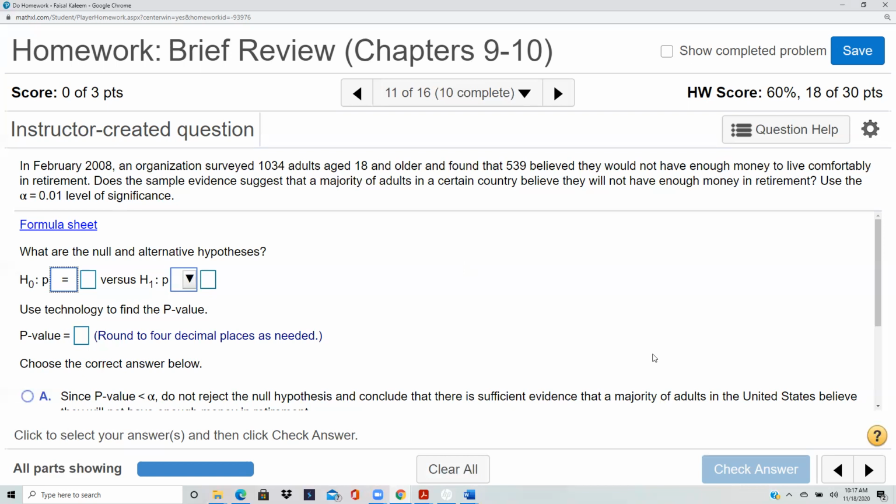Let's see. Would it be the 539 because they believed they would not have enough money? No, no, no. Remember, 539 is the sample, right? You are surveying a sample of 1034 adults, and of that sample, 539 say that you won't have enough money. So in a hypothesis test, you never put in the sample values. It's something else that you put, a more default value or a more universal value in the hypothesis test.